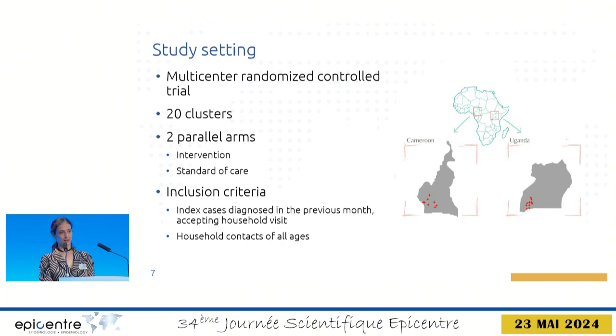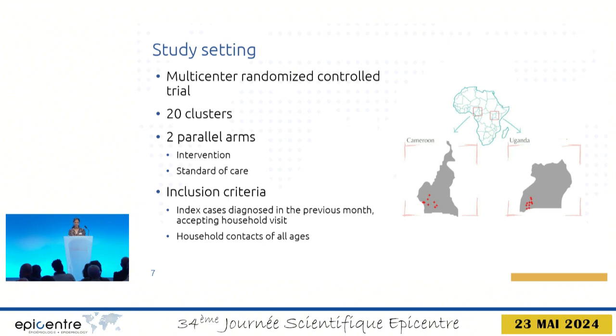It's a multi-center randomized control trial with 20 clusters. These clusters are 10 clusters in each country. And in Uganda, the intervention took place in the southwest region, and in Cameroon, in Littoral and Région Centre. There are 2 parallel arms. One is the intervention, which is the household community-based intervention, and the other one is the standard of care, which is facility-based.